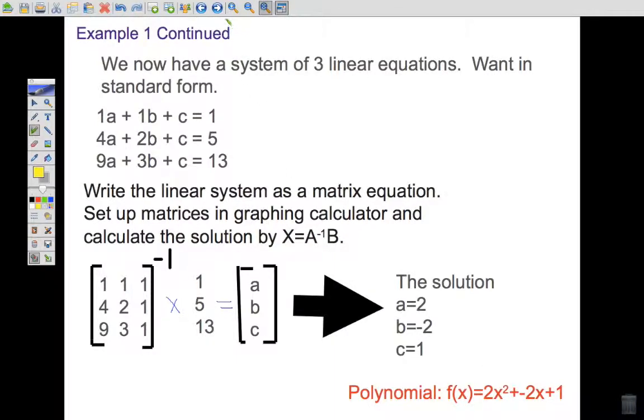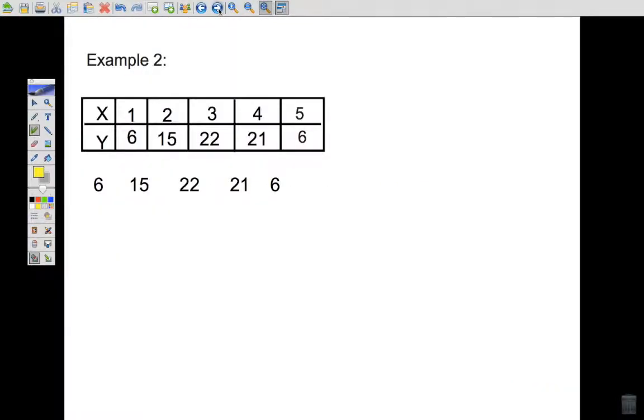Let's try one more example. Here are our ordered pairs. We will now start subtracting the y's from right to left. 6 minus 21, -15. 21 minus 22, -1. 22 minus 15 is 7. And 15 minus 6 is 9.